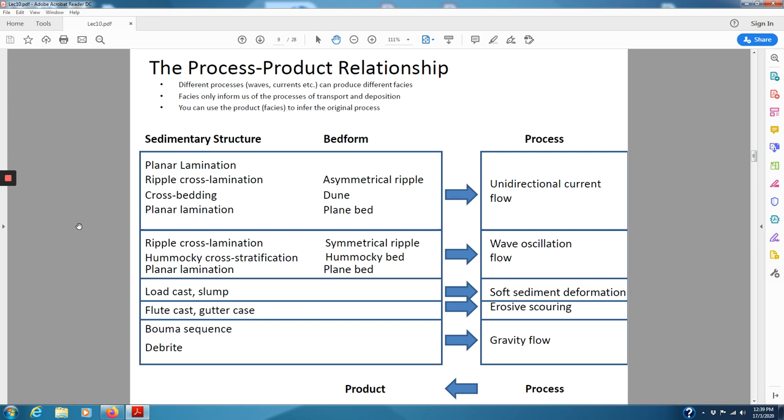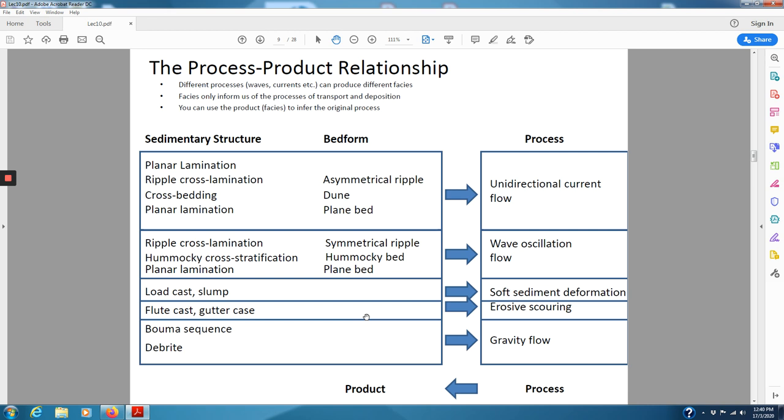This is called the process-product relationship. For example here, a unidirectional current flow operating on non-cohesive sediment can result in the formation of bed forms such as asymmetrical ripples or dunes or plane beds, which can be preserved in the rock record as planar lamination, ripple cross lamination, cross bedding, and so on. Right? If you have waves, you can develop things like symmetrical ripples or plane beds, yeah? And these can also be preserved in the rock record.